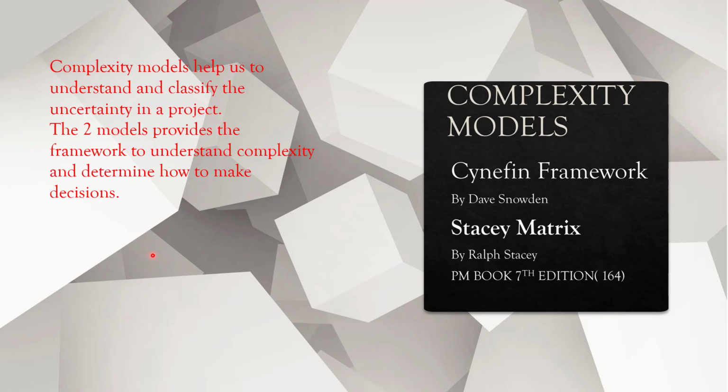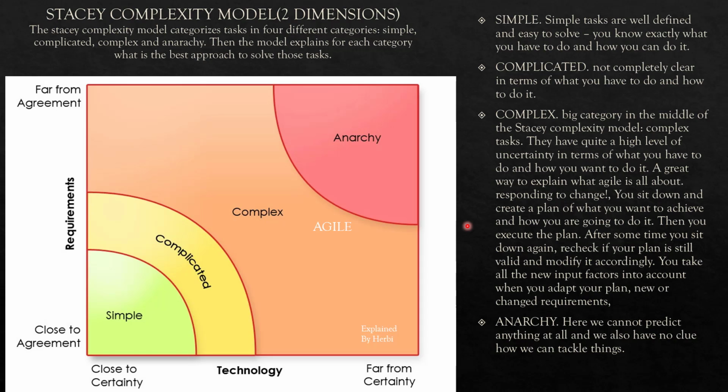So as you know, complexity models help us to understand and classify the uncertainty in a project. The two models provide the framework to understand complexity and determine how to make decisions. I'll first explain the Stacey matrix because this is more elaborate, and probably both of them are similar. But the Stacey matrix is very well explained and easy to understand. This is a diagram I downloaded from a gentleman called Herbie on a website, and he has explained the Stacey complexity model in a very detailed manner.